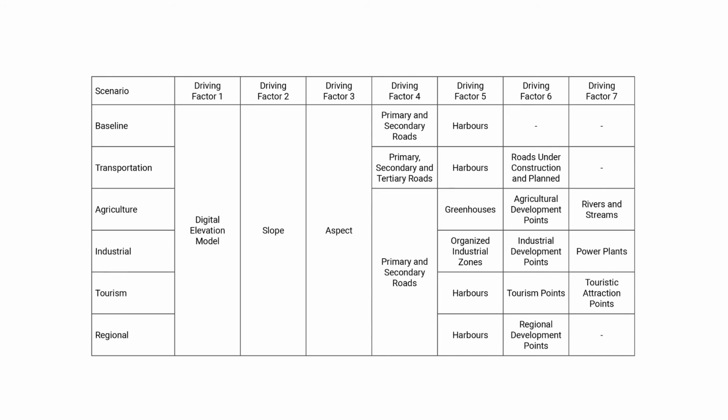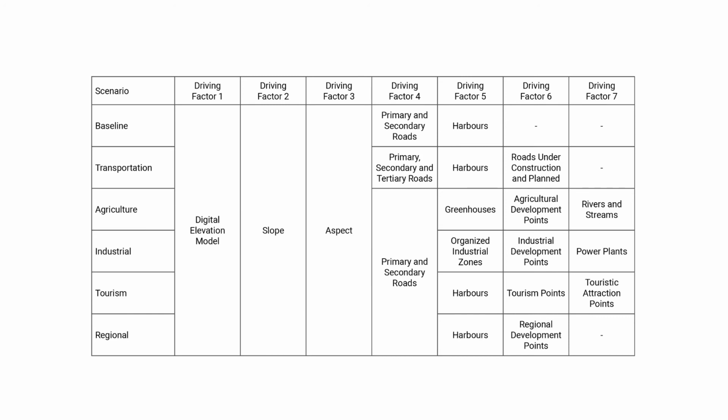Development points are based on the points shown in the previous map. For agriculture, it is important that development regards existing greenhouses, rivers, and streams. Industrial development will be affected by the existing and planned organized industrial zones and power plants.